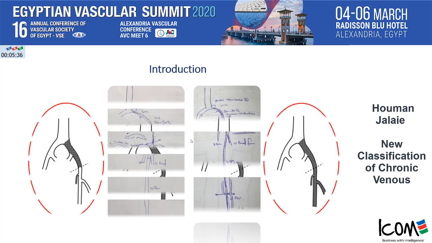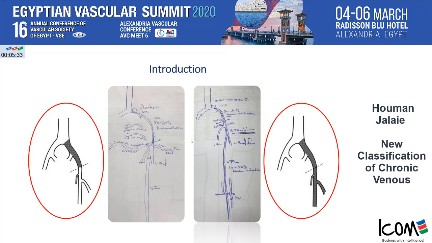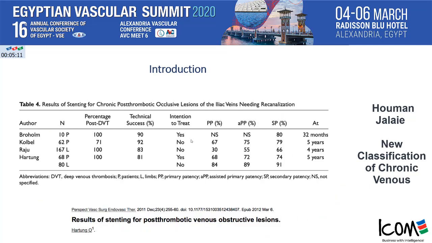So now, going into detail, let us compare the left one with the right one. Both are called PTS. And at the left side, as you can see, you see the corresponding venous map. We have perfect inflow. At the right side, we have no inflow. We cannot compare these two patients together and call them both PTS. So there is a need of classification. This slide shows a study of Olivia Hartung about chronic venous obstruction patients. As you can see, included only the chronic post-thrombotic occlusion lesions.